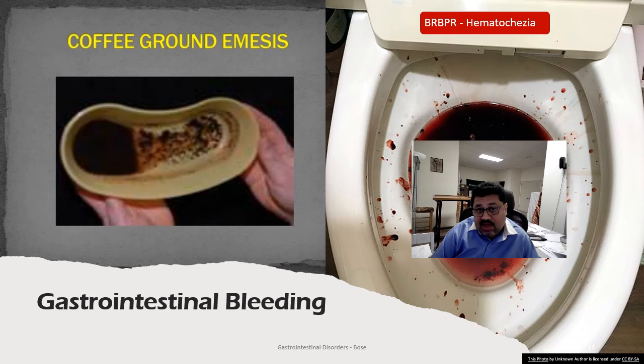On the right is a picture of bleeding from the rectum or around the rectum. When people bleed from the rectum, they leave fresh red blood in their stool. And that is what BRBPR stands for, bright red blood per rectum. The medical name of this phenomenon is called hematochezia. So bright red blood per rectum is called hematochezia. I apologize for the unpleasant images.